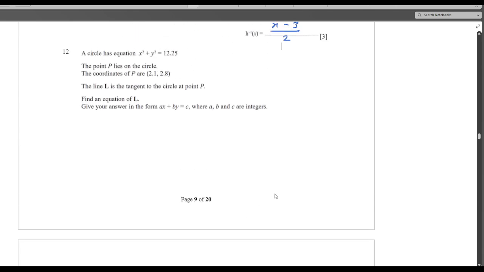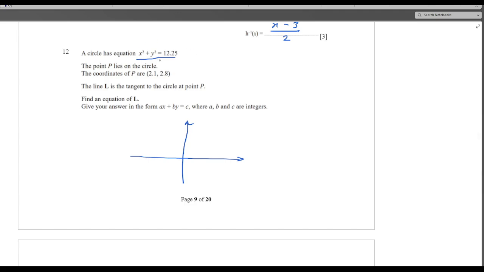Now you will find that this problem looks like out of syllabus, but you can attempt it. The equation of the circle is given, x² + y² = 12.25. What we do is first draw the coordinate axes. Say this is your y-axis and this is your x-axis. We will find out where this circle cuts your x-axis and y-axis.